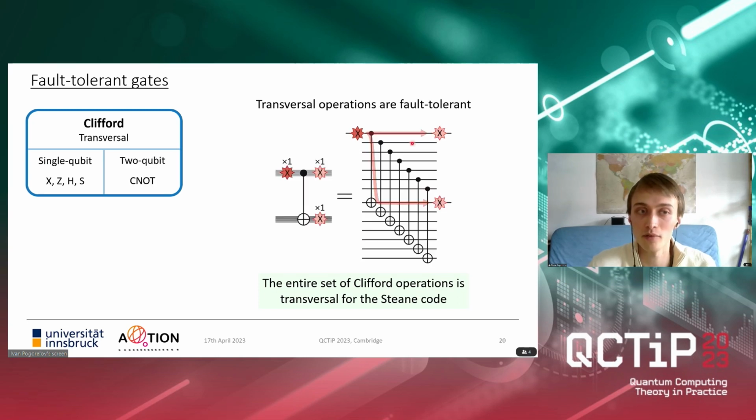And the same will happen for the CNOT gate, which is also part of the Clifford group. Here, an error can propagate, but if you notice here, it propagates from one logical qubit to another logical qubit, and we can correct up to 1 error on each logical qubit. Only 2 errors on 1 logical qubit we cannot fix. So this is also fault tolerant due to transversality.